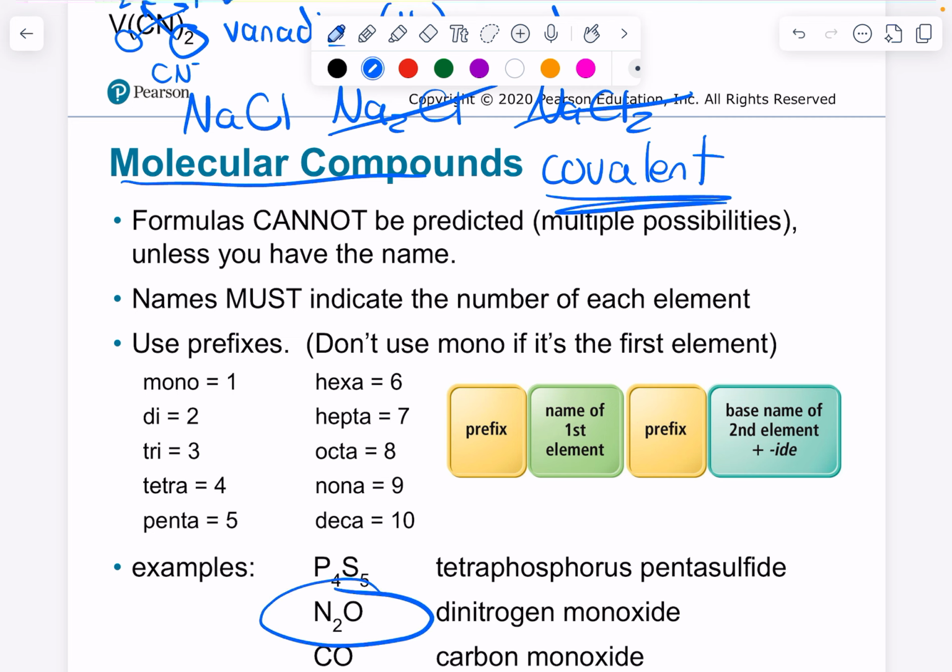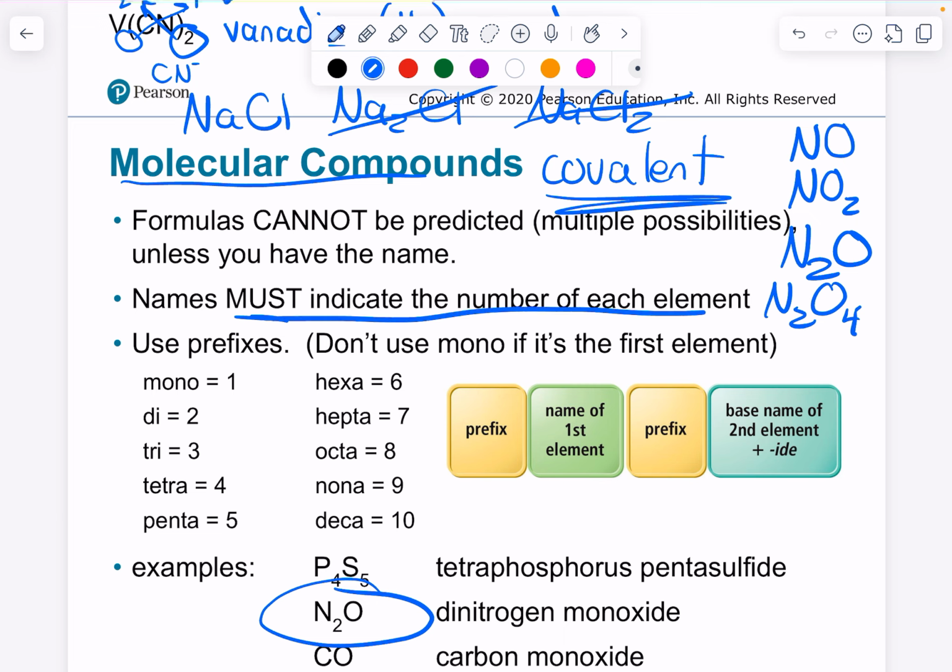But if I have two elements like nitrogen and oxygen, which is a great example because there are lots of nitrogen and oxygen compounds, they could be NO, it could be NO2, it could be N2O, it could be N2O4. It has all sorts of combinations. So because of that, we have to indicate how many of each element we have. And the way that we do that is with these prefixes.